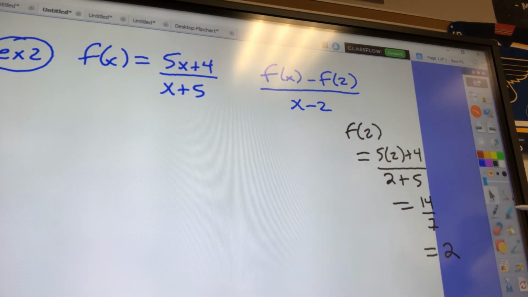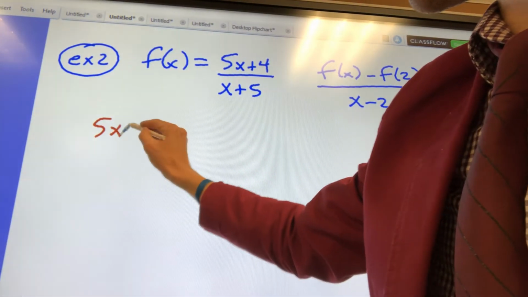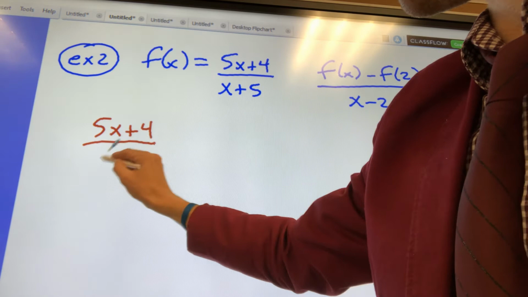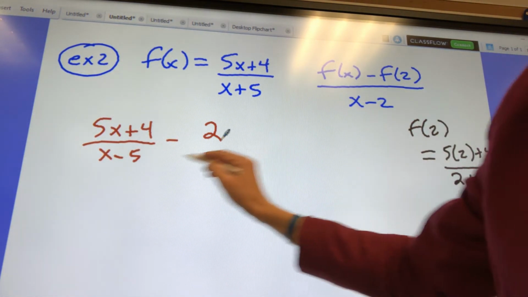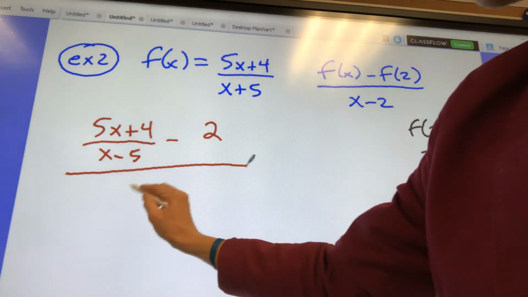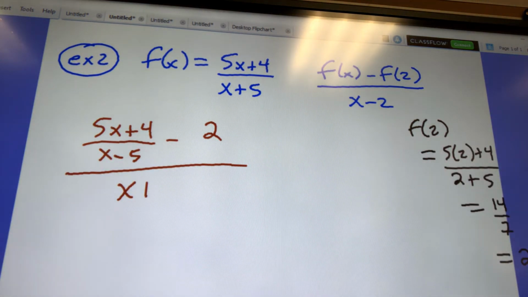All right, so let's write. It's an interesting difference quotient here. It says f of x, which is 5x plus 4 over x plus 5, minus, I'm going to write the 2 like that, f of 2, divided by x. Nope, I almost put plus 2 there. You divide by x minus 2.